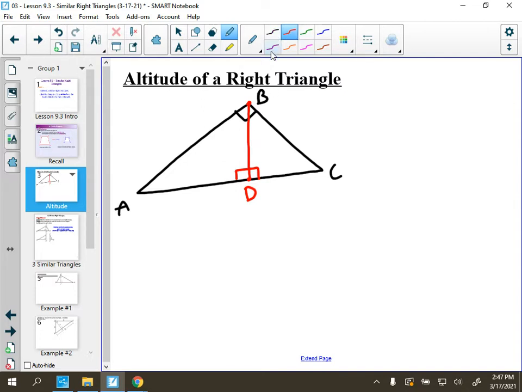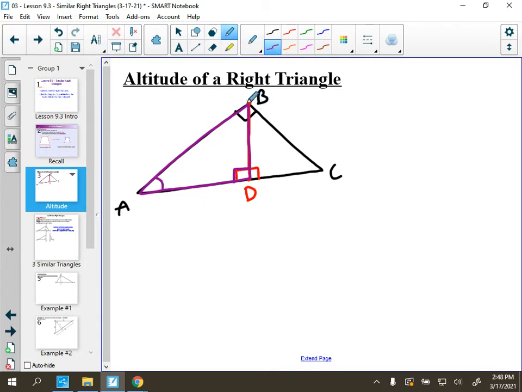If we look at, let's color code it a little bit, triangle BDA, I can see that it has a right angle, and then it has this angle A involved as one of its angle measures.